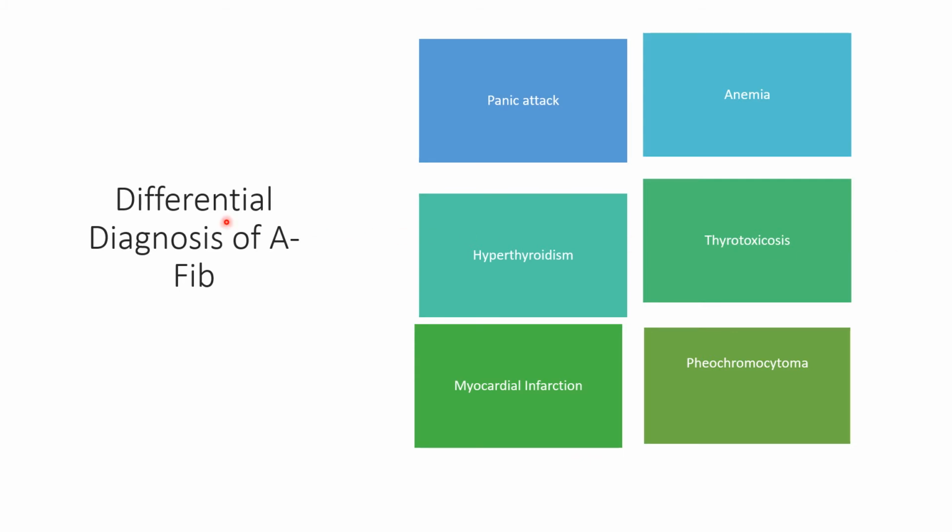Okay, we want to go to differential diagnosis of atrial fibrillation now. It could be panic attack, could be anemia, could be hypothyroidism, could be thyrotoxicosis, might be heart attack, and could be pheochromocytoma.